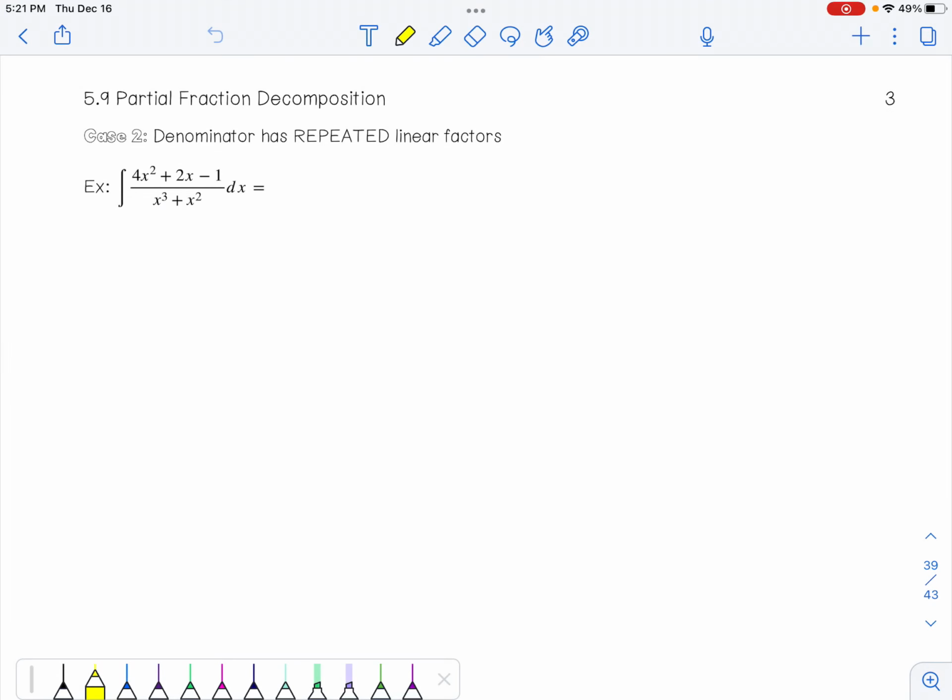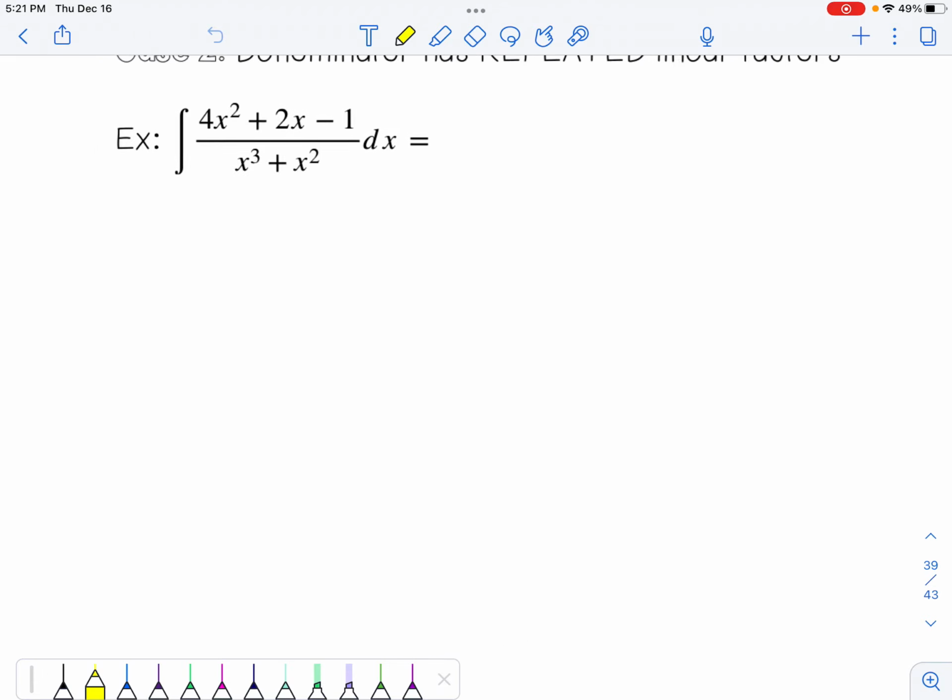So now we're going to talk about the second case of partial fraction decomposition, which is when the denominator has repeated linear factors, which means that they appear more than once. So our steps are going to stay the same. So we're first going to factor. I'm going to go ahead and just do this off to the side.